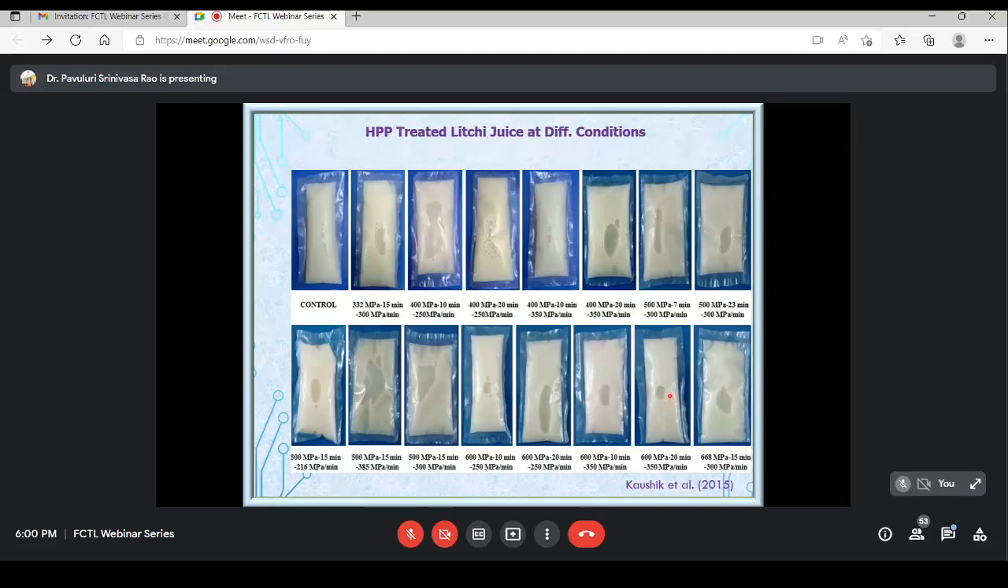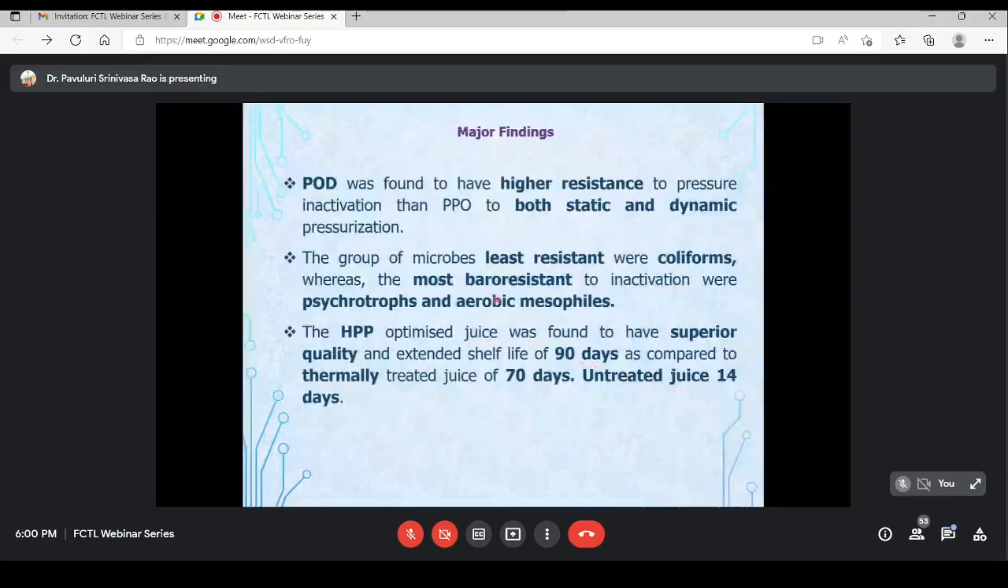Like had it been thermally processed, probably a lot of browning could have occurred, and the color of the lychee juice cannot be kept. And the major findings are here. The POD was the most resistant enzyme for both static as well as the dynamic preservation. And similarly in microbial groups, the least resistant were coliforms, and most barrier resistant were psychrotrophs and aerobic mesophiles. And the HPP optimized juice was found to have superior quality, extending the shelf life to about 90 days as compared to the thermally treated one for about 70 days only. The untreated could not last more than 14 days.